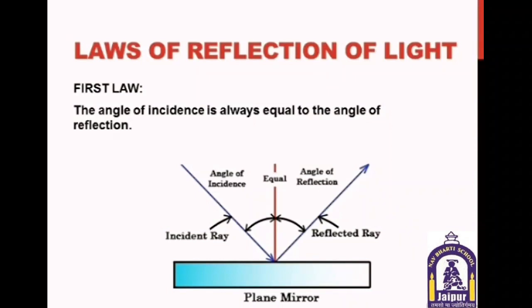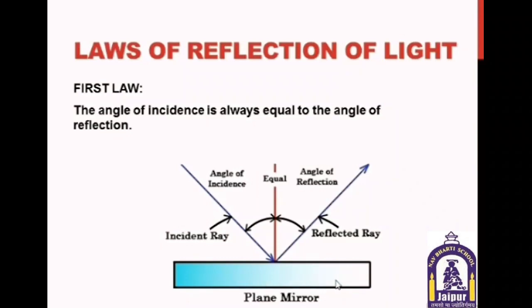So according to the first law, I is always equal to R. That means the angle of incidence, this angle, is always equal to this angle. That is, the angle of incidence is equal to the angle of reflection. Here we can see this is the incident ray and this is the reflected ray that is sent back by the plane mirror.